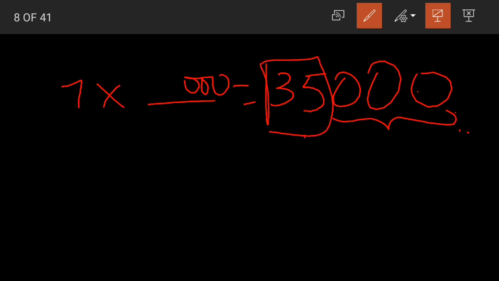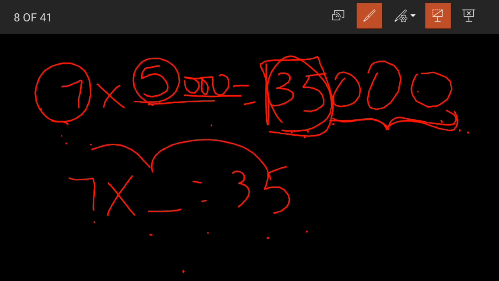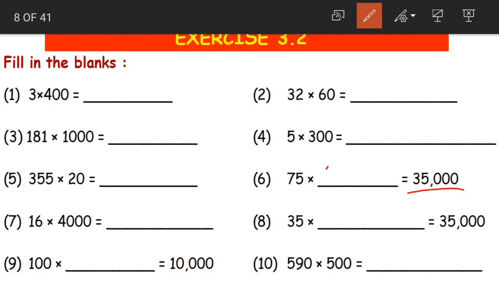And before zeros, what do we have? 35. Here, what do we have? 7. 7 into dash is equal to 35, children. What should we multiply 7 to get 35? 7 5s are 35. So, 7 into 5,000 becomes 35,000. Clear? Just simply we have added the number of zeros, and to that here we are having 35. 7 5s are 35. So we have placed 5 here.